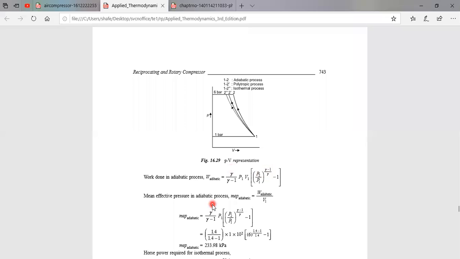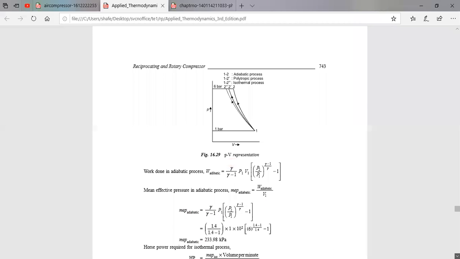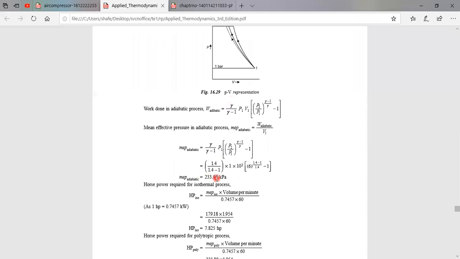Again, the mean effective pressure remains the same. That is, what is the work done by swept volume? The same thing I have taken, and the mean effective pressure is shown as 233.98. Now, what is the power required for the isothermal process?